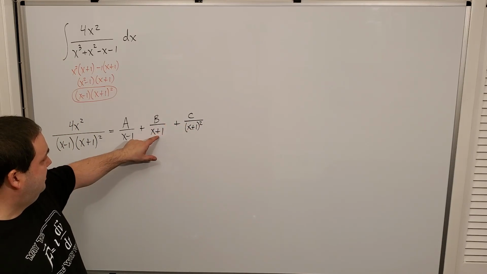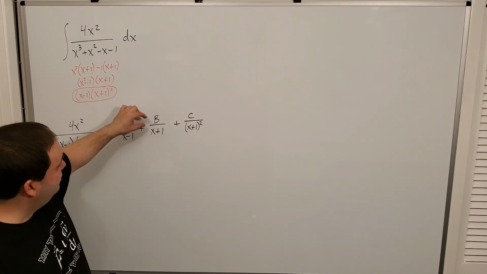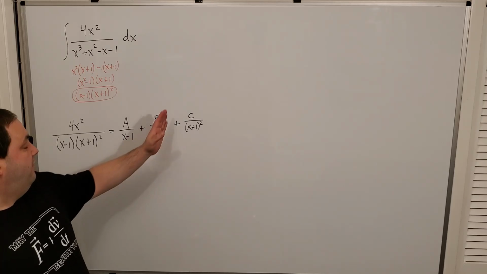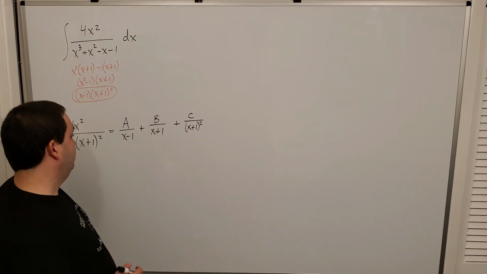Remember, that's because if it is repeated, even though this is squared, I don't have to put a linear up here. I can just keep the same pattern rolling all the way down. So when you have that repeated factor, just keep with the pattern, the B and then the C here.